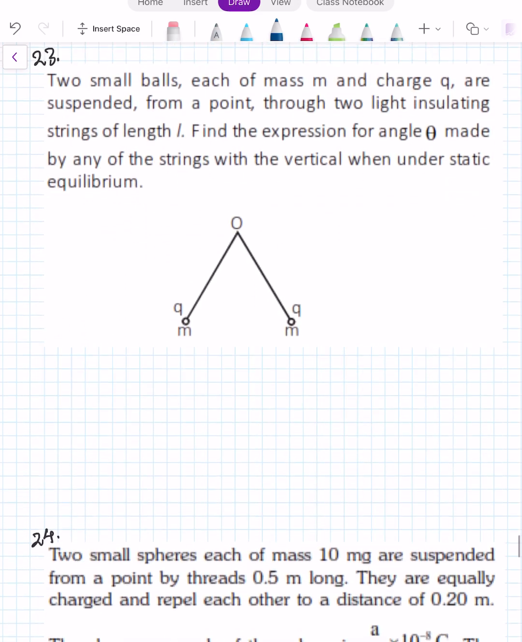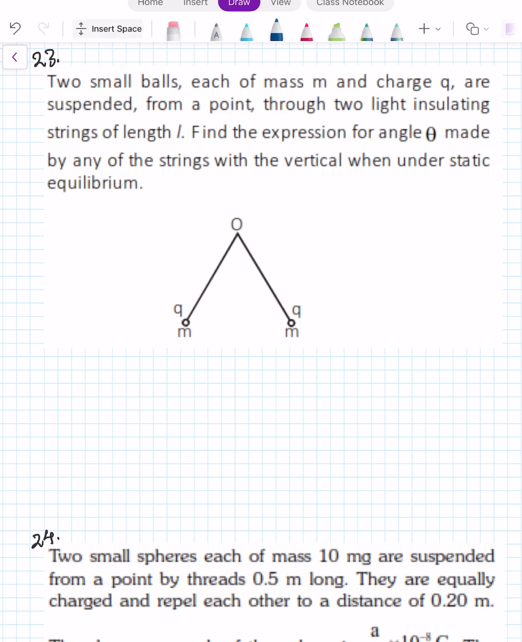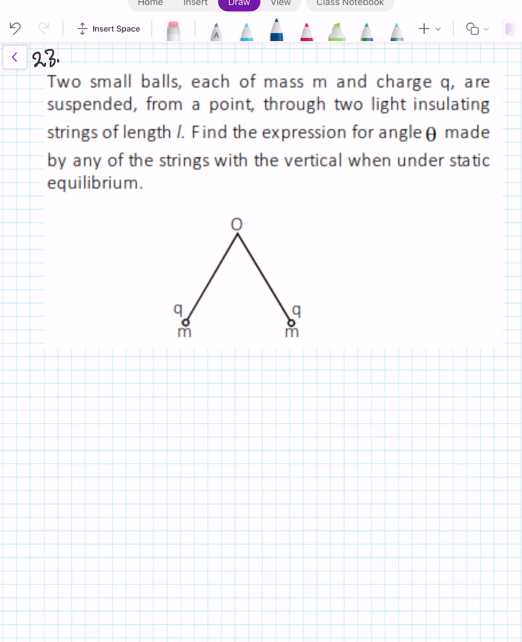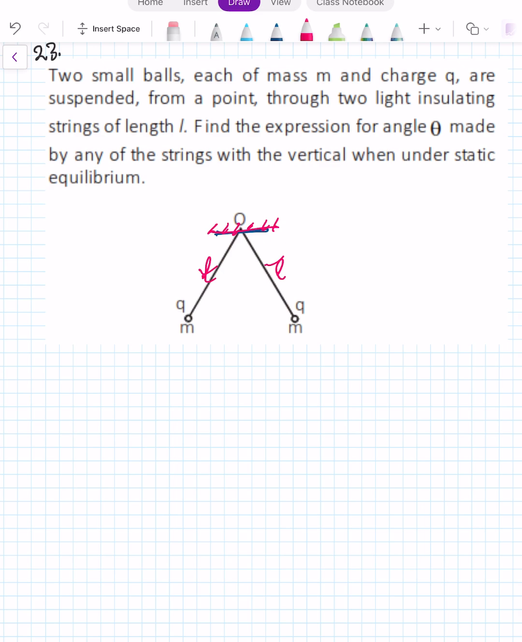Now this is also a nice but very common question. Two small balls, each of mass m and charge q, are suspended from a common point, say from here. Two light insulating strings are given, each of length L. Find the expression for the angle made by any of the strings with the vertical.